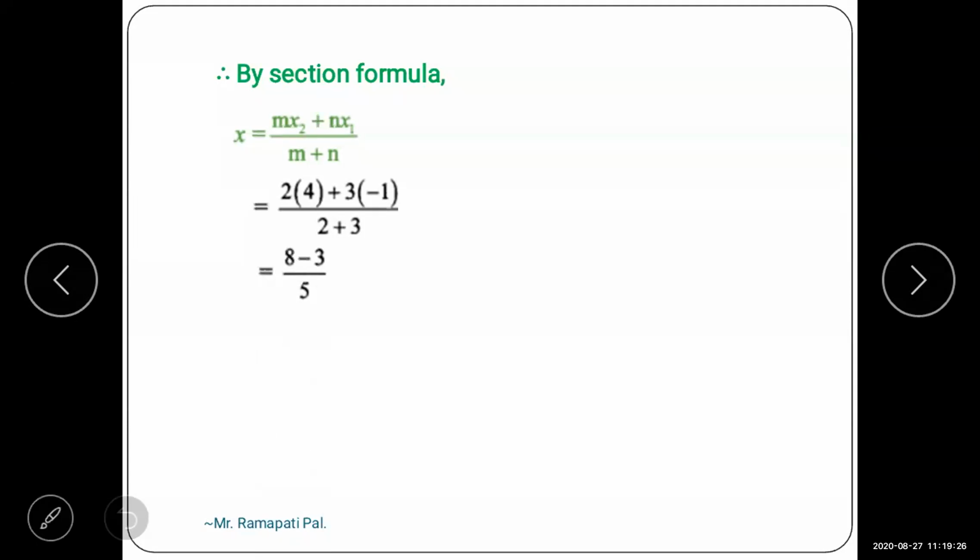So tell me what will be the value of x? 8 minus 3 is 5. So x is equal to 5 upon 5. 5 upon 5 is 1. So x is equal to 1. Correct? Yeah, very good. So at the end we will write the coordinates of point P are 1, 3. Correct? Yes, Neha, very good.